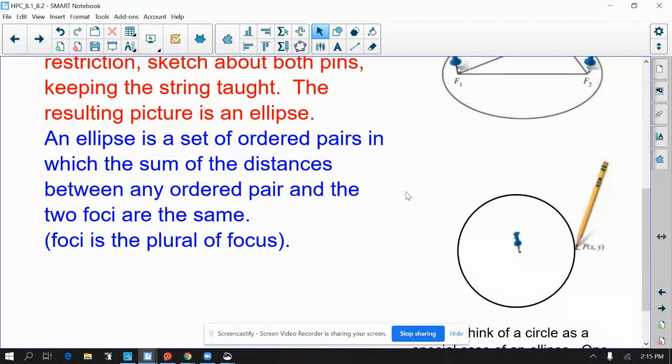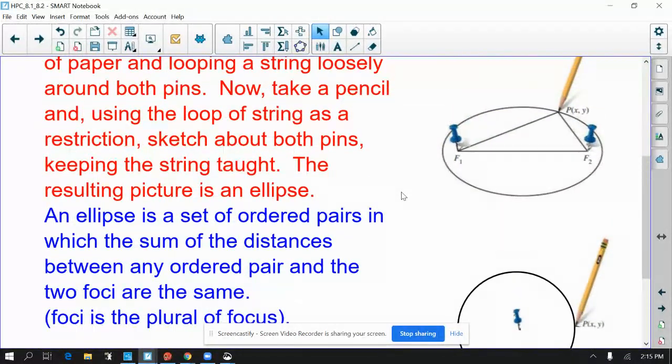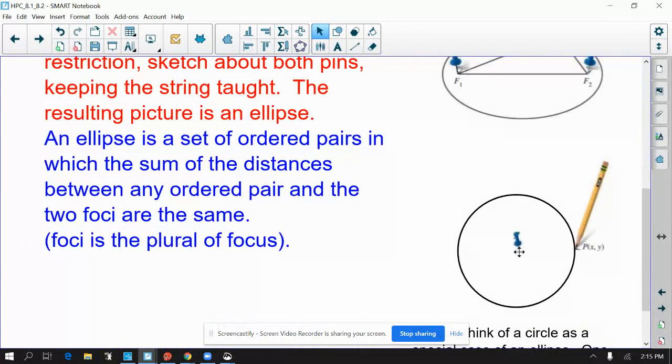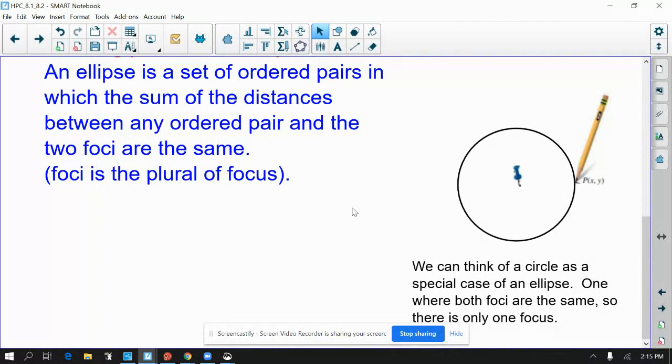A circle is really just a special type of ellipse. These are called foci, one focus here and another focus here. If these two come together and become just one point, then when you drag that string around and draw it, you'll get this. So a circle is really a special case of an ellipse. It's an ellipse where the two pins are together in one single point, and we call that the center.